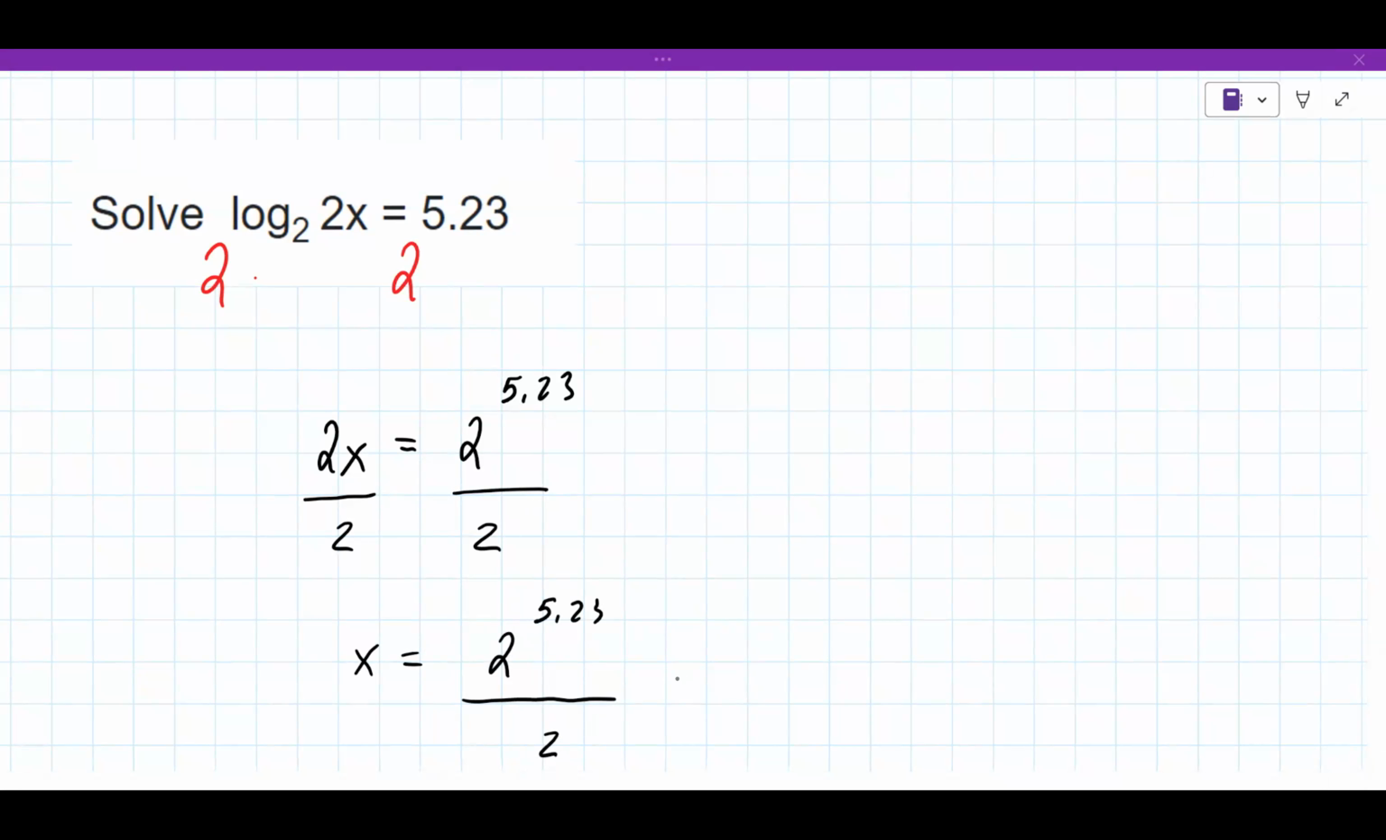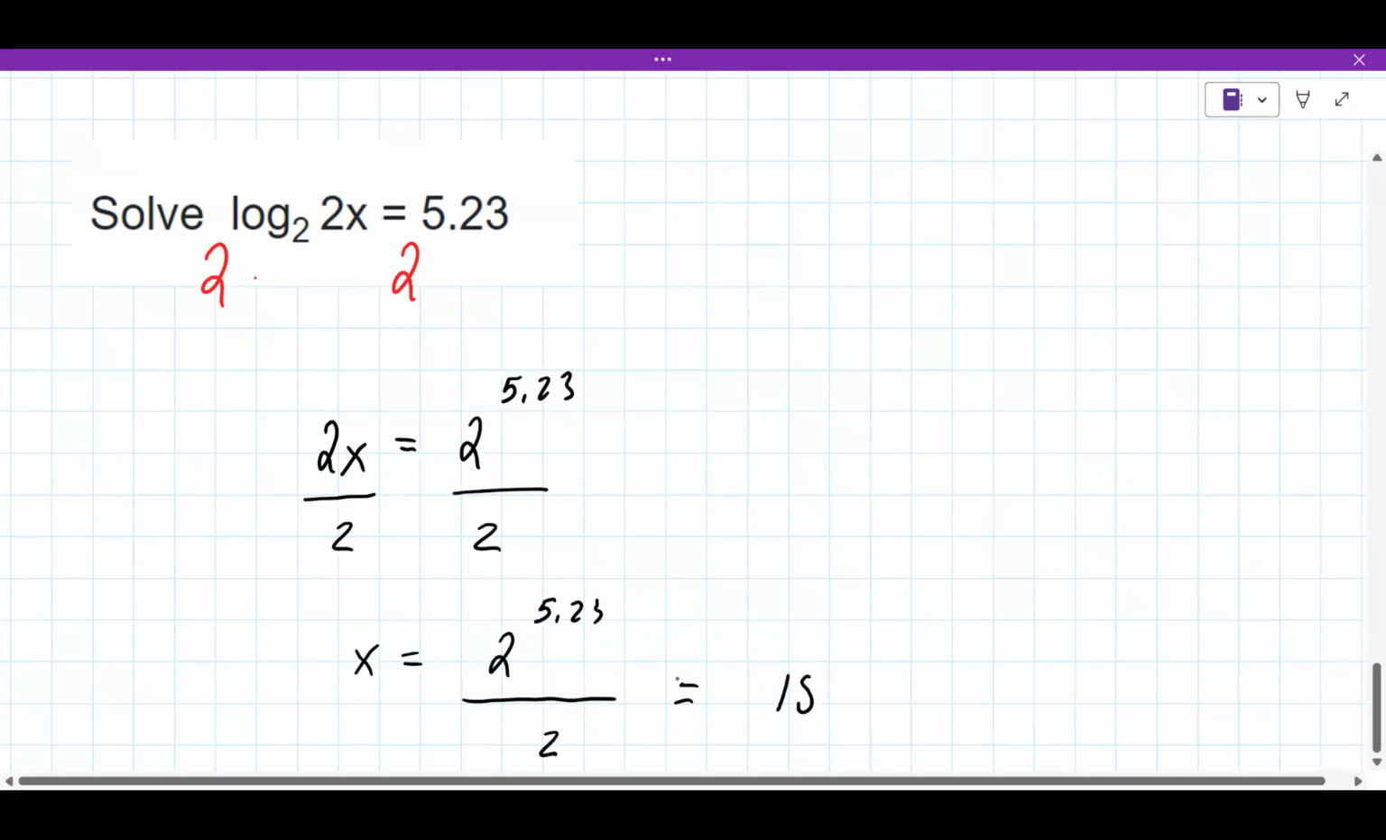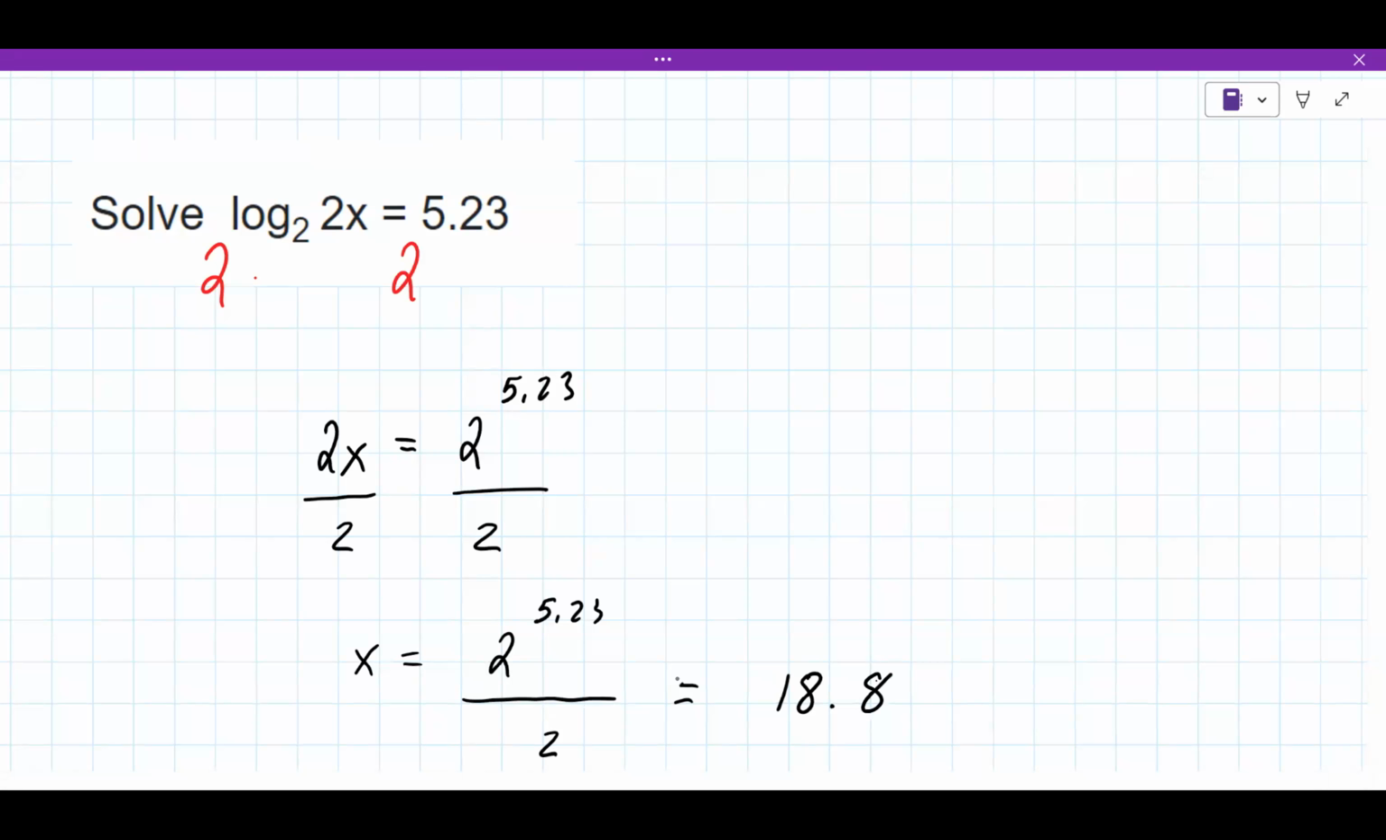That would be 18 points. Do you want 3 digits or do you want the whole thing? It says 3 digits again. So for 3 digits, you see rounded, that's 18.8 basically. Yes, you got it.